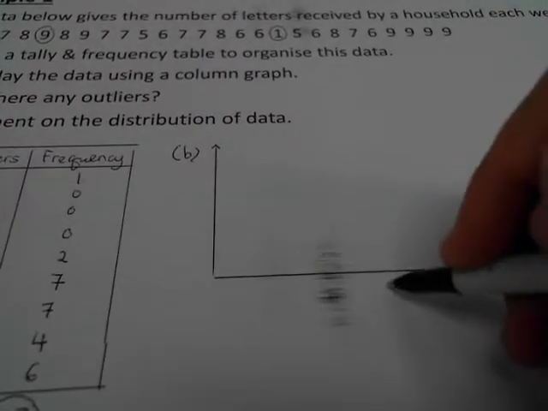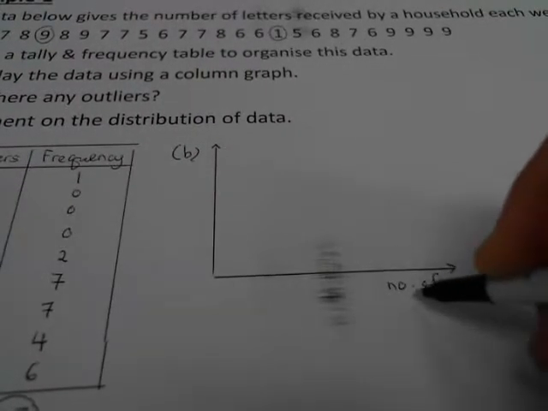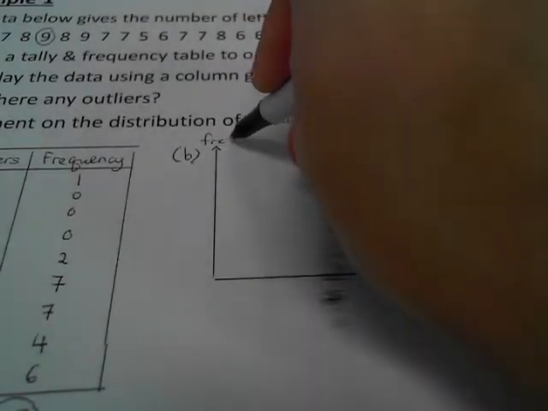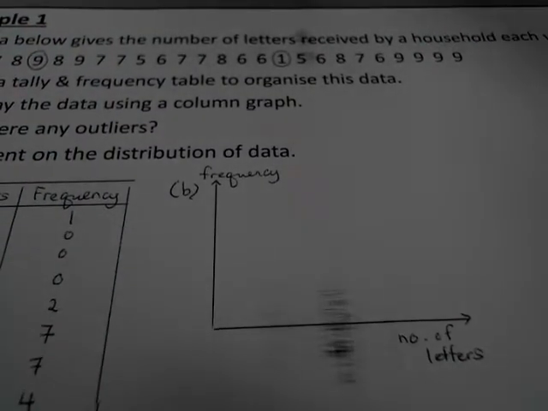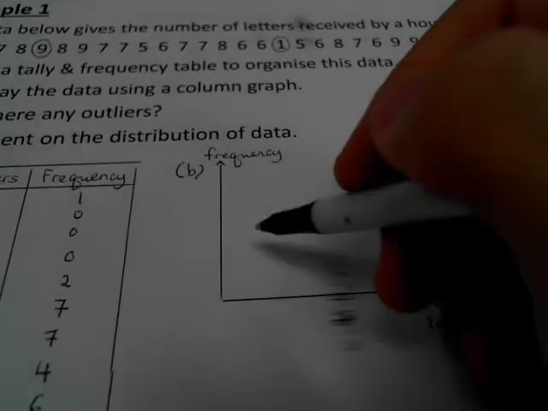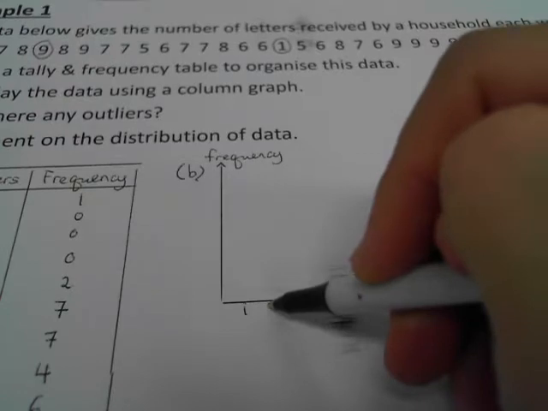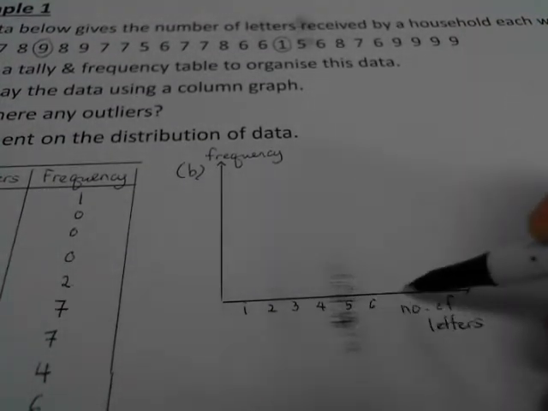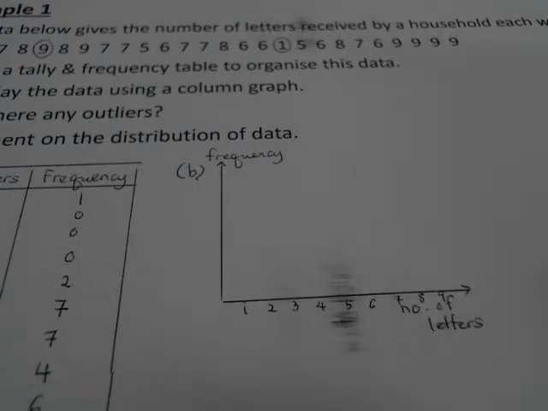Okay, so this will be the number of lattice, and this would be the frequency. Alright, the y-axis here would be your frequency, x-axis would be your number of lattice. And again, we'll go down to maybe 1, 2, 3, 4, 5, 6, 7, 8, and also 9.